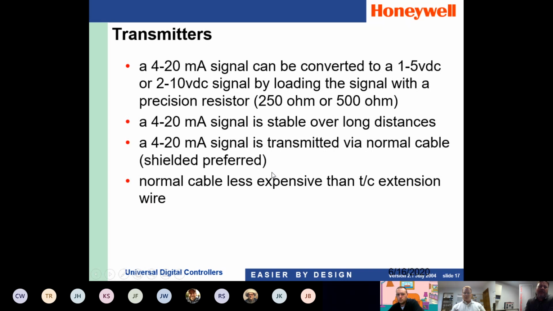If you're using a transmitter, you typically have a 250 ohm or a 500 ohm resistor either built into the controller itself or actually mounted on the back of the controller. So this is one thing to make sure when you're installing a transmitter, that somewhere in the line you do have a 250 ohm resistor or a 500 ohm resistor, depending on the controller, to be able to convert that signal.